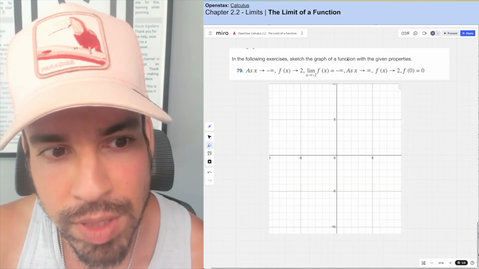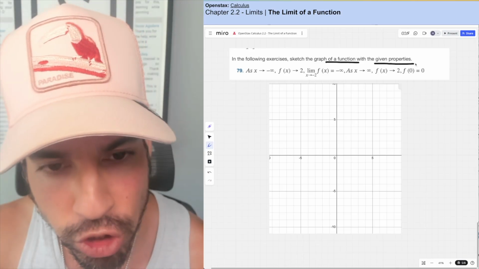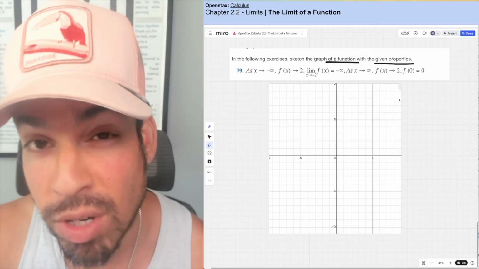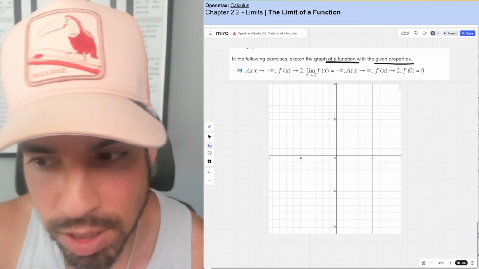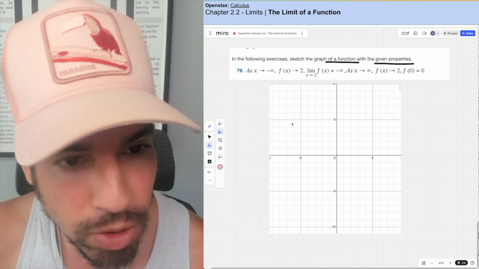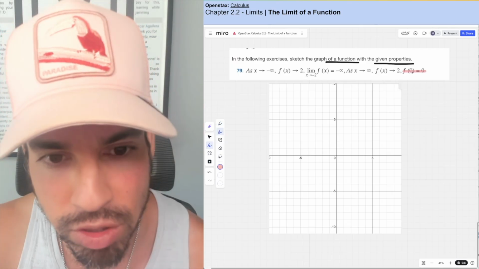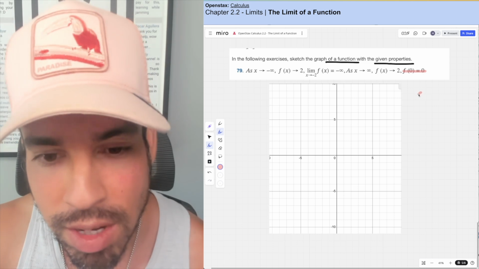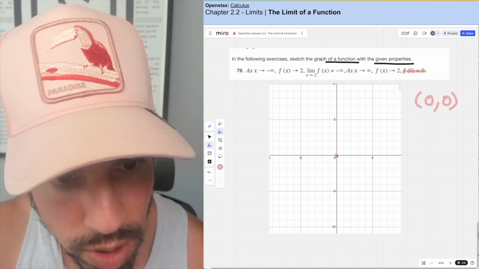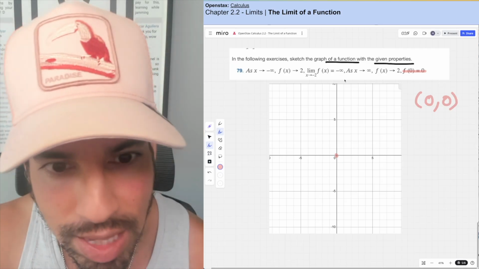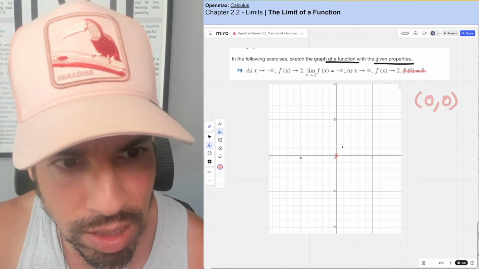Done. So for this question, we're trying to graph a function with the given properties. And these can be pretty difficult for students. So I'm going to show you my process, okay? The first thing I'm going to look for is concrete values. So I see right here, it's saying f of 0 is equal to 0. That's a coordinate. That coordinate is (0, 0). So I'm going to plot that right off the bat. We're going to see if there's anything else like that. That's the only coordinate, so I'm going to put that in right there.